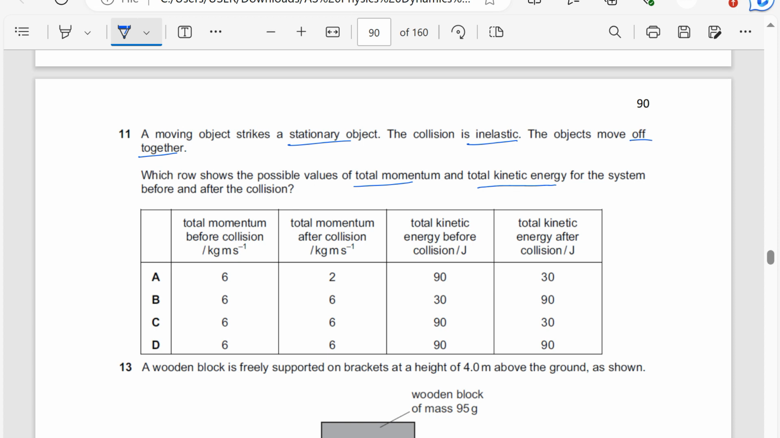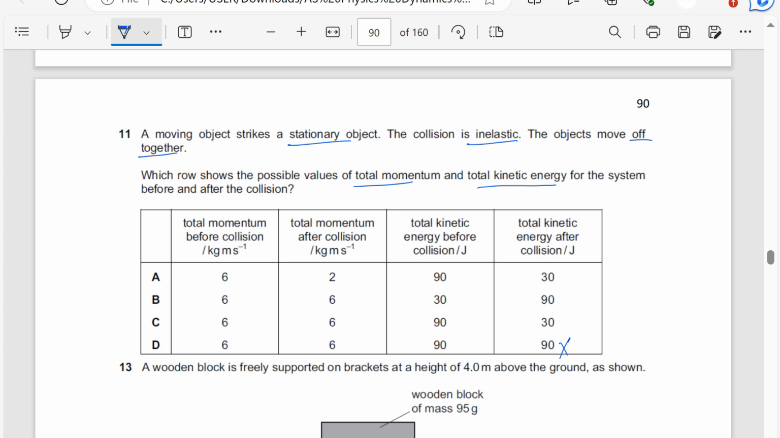Let's begin with total kinetic energy before and after. It should not be the same because the collision is inelastic. So if it is the same, that one is not correct. So we ignore D, because D is showing same kinetic energy.